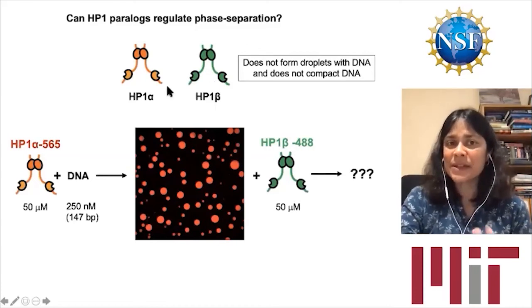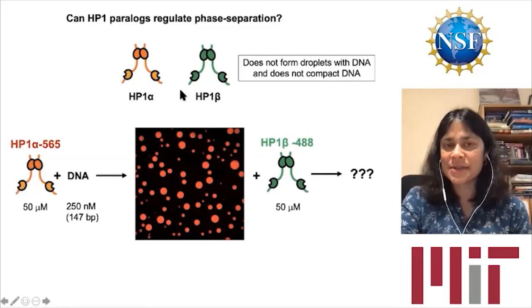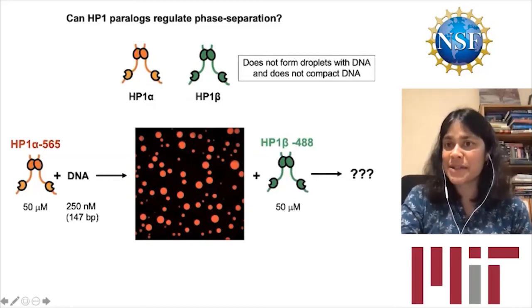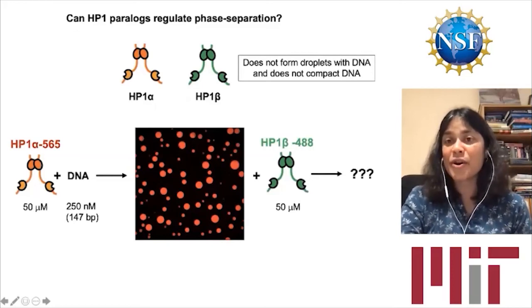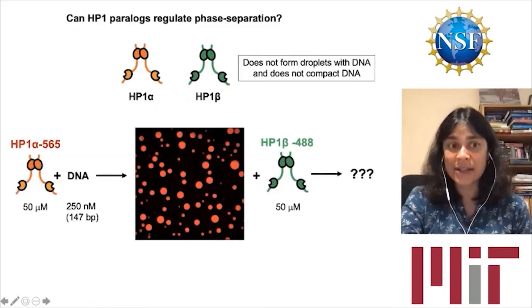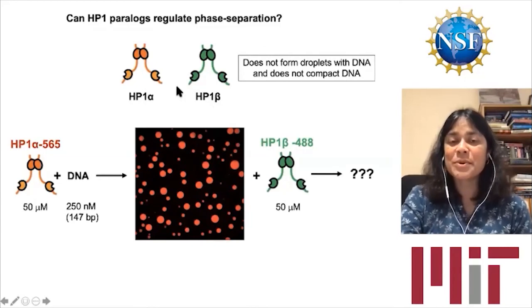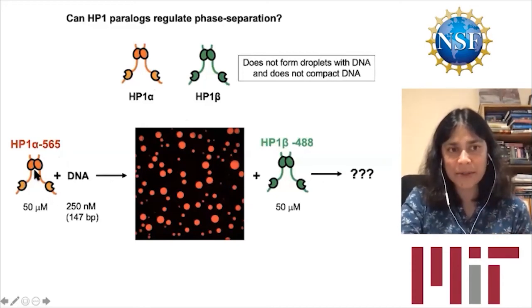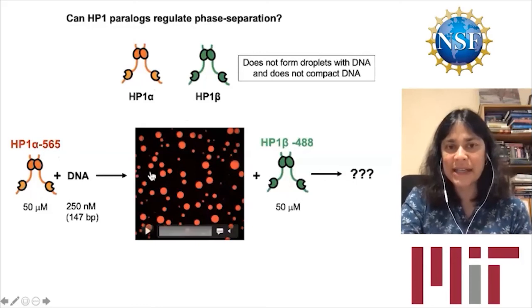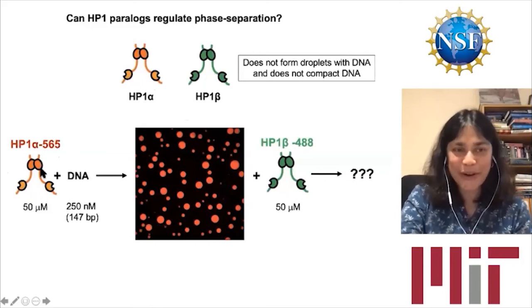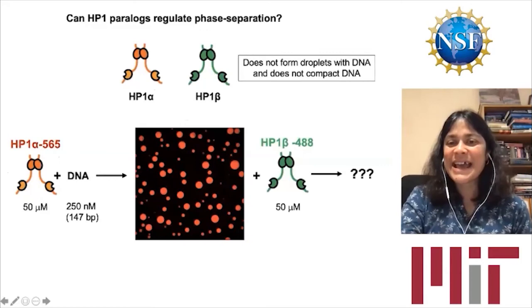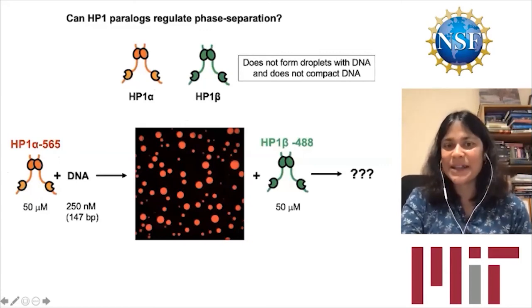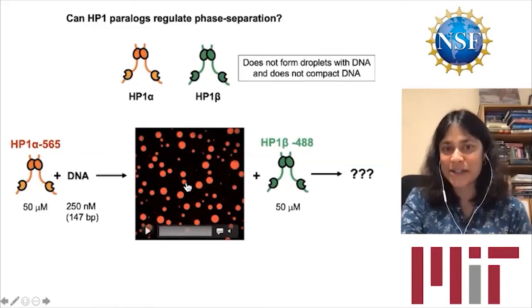HP1 beta is largely similar to HP1 alpha in sequence, but has a few small sequence differences, because of which HP1 beta does not form droplets with DNA and does not compact DNA. So what Madeline asked was, could HP1 beta, shown in green, act as a poison for HP1 alpha? So here's what she did. She made droplets with fluorescently labeled HP1 alpha and DNA, shown here, sorry, not green, but orange droplets. She then added in green HP1 beta and asked what happens to these HP1 alpha DNA droplets.